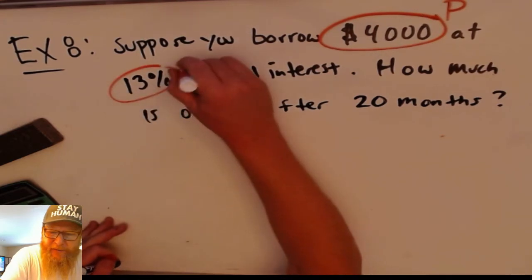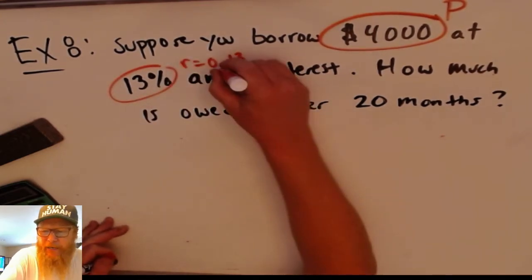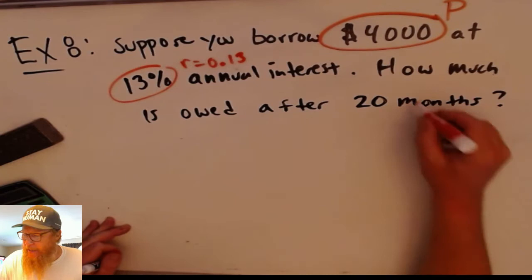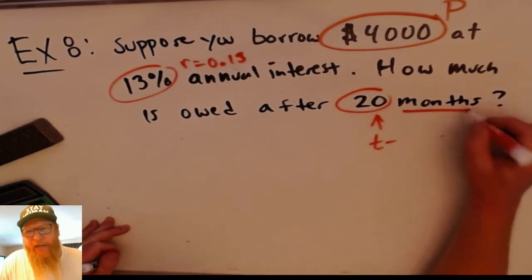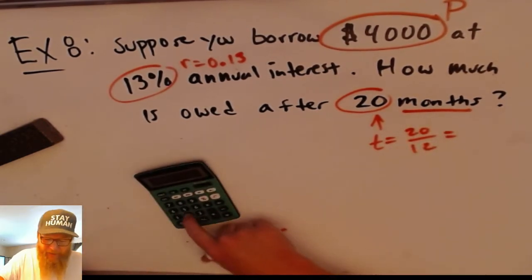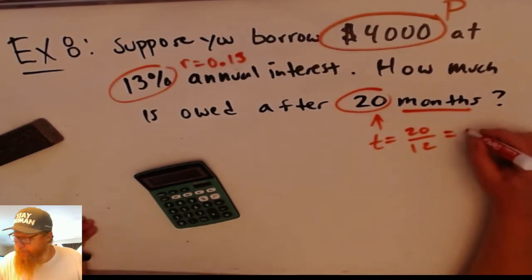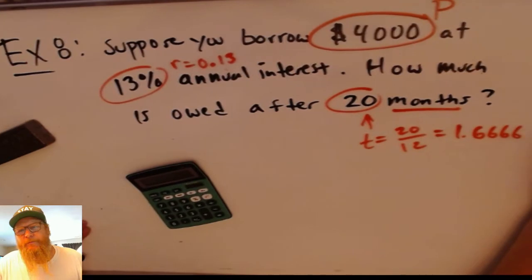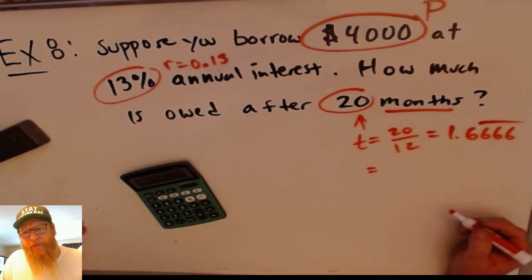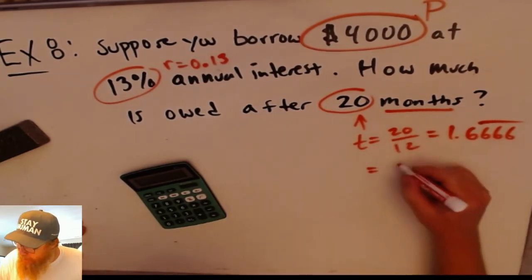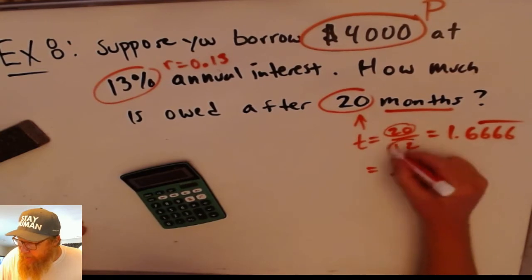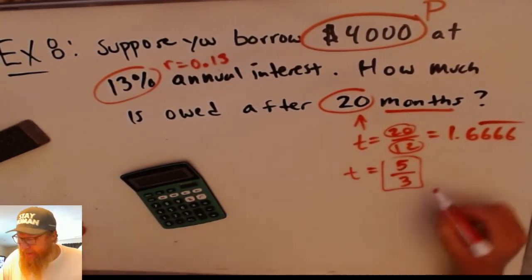Your interest rate is 0.13, 13%, or 13 divided by 100. And then be careful again, 20 months, that's not years, so that's 20 divided by 12. Now, I think 20 divided by 12 terminates. No, it doesn't. I thought wrong. So this is a repeating decimal, so I'm just going to keep it as 20 divided by 12. Or you could reduce it. They're both divisible by 2. They're both divisible by 4. So 20 divided by 4 is 5. 12 divided by 4 is 3. So I'm going to keep my t as a fraction.